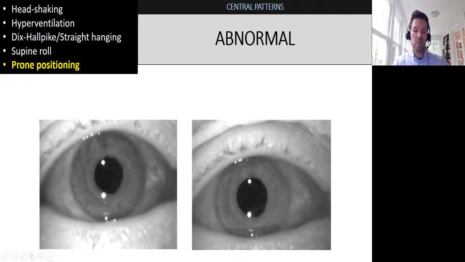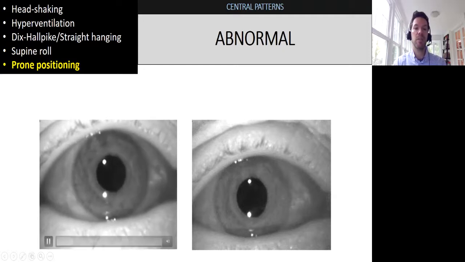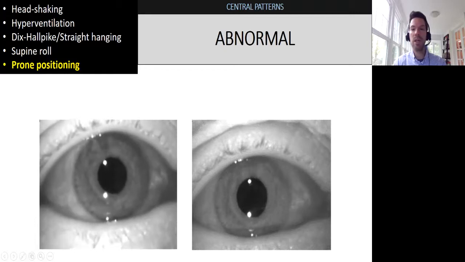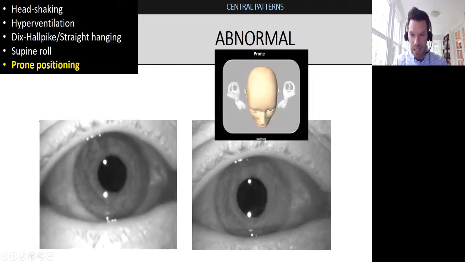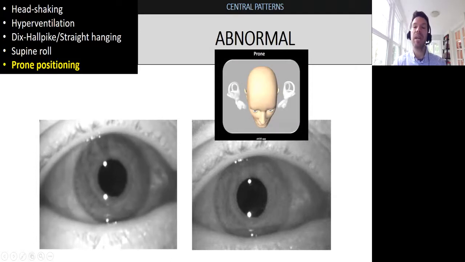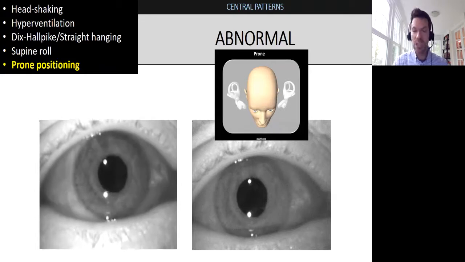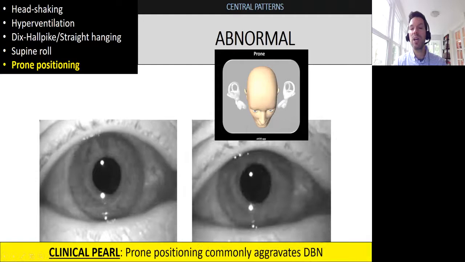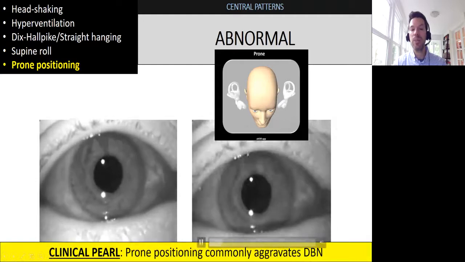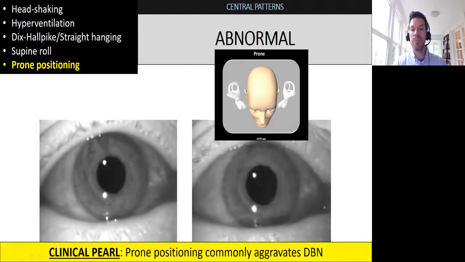This patient has a little bit of spontaneous downbeat nystagmus. The infrared video oculography system is monocular. This is just the right eye. But then you put the head down into a prone position. You don't have to have the patient lie on their belly necessarily. You can have them lean forward so that the head is between their legs. And this is often what you'll find, that little bit of downbeat turns into a lot of downbeat.